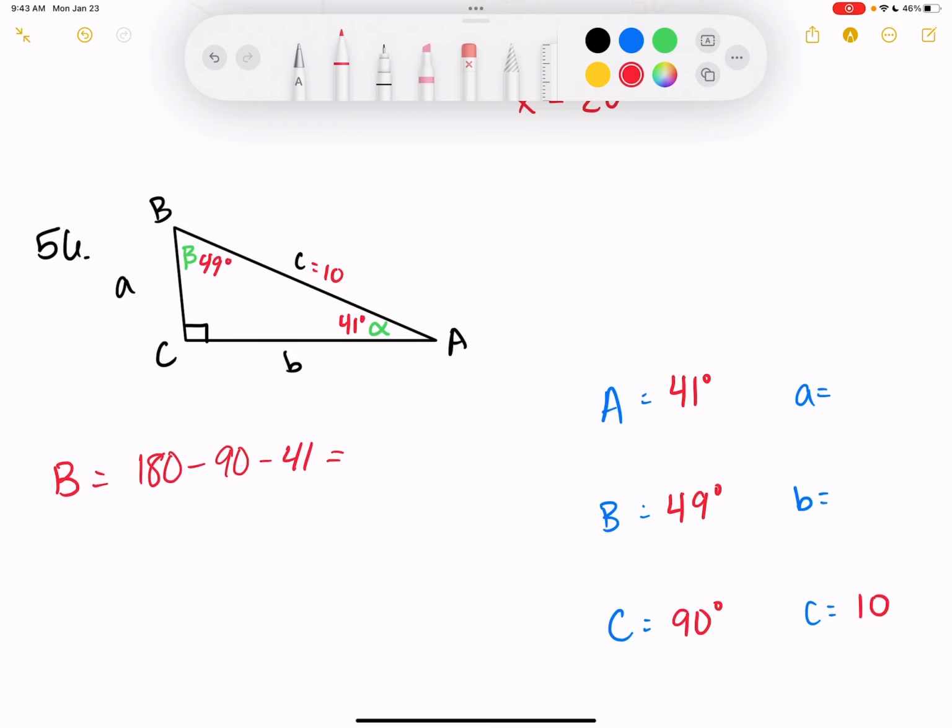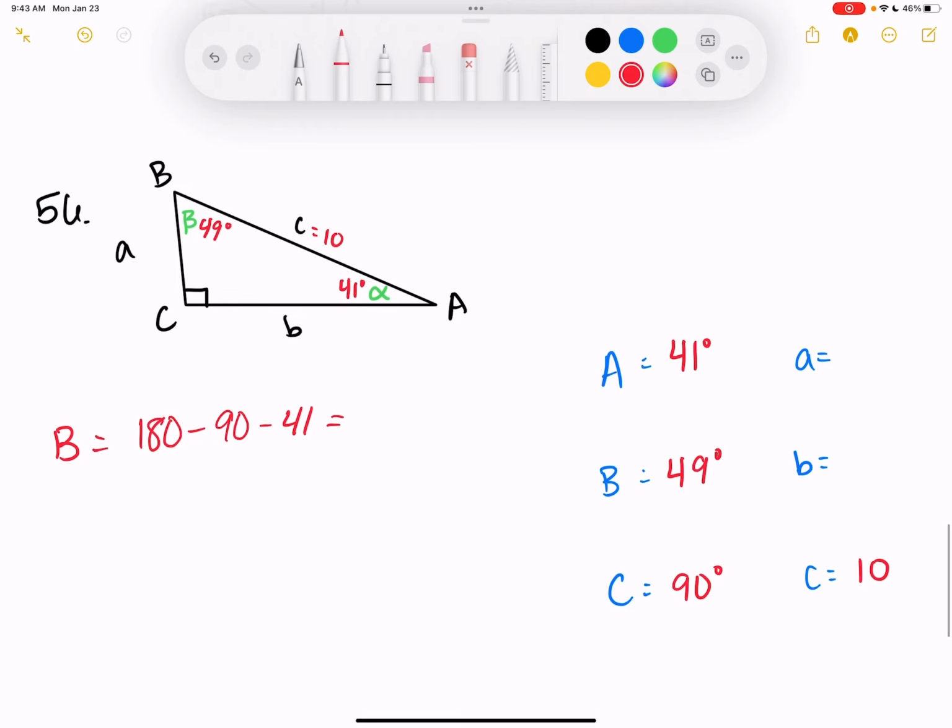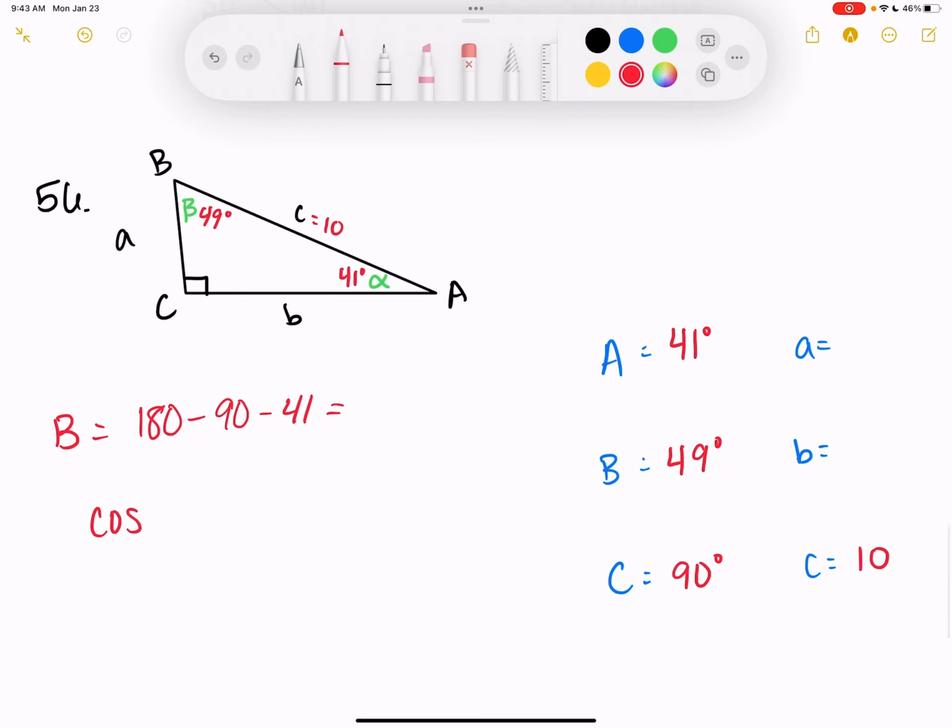Cosine of what angle? Angle B. Cosine of angle B. So I'm going to do the cosine of 49 degrees is equal to adjacent A over hypotenuse 10. So then I just need to multiply by 10. So A is equal to 10 times the cosine of 49. Make sure your calculator's in degree mode. I know it's going to get repetitive me saying that, but people have it in the wrong mode all the time.